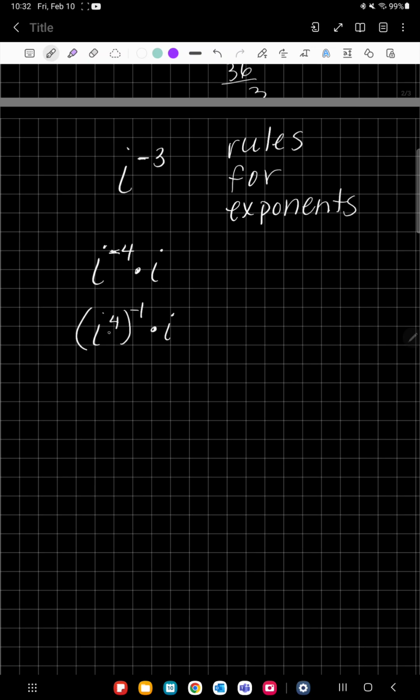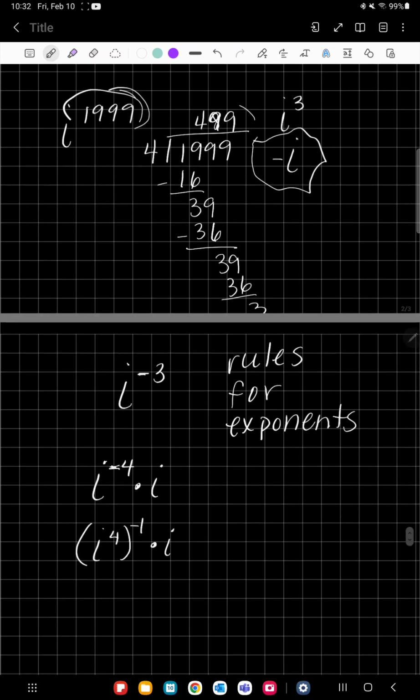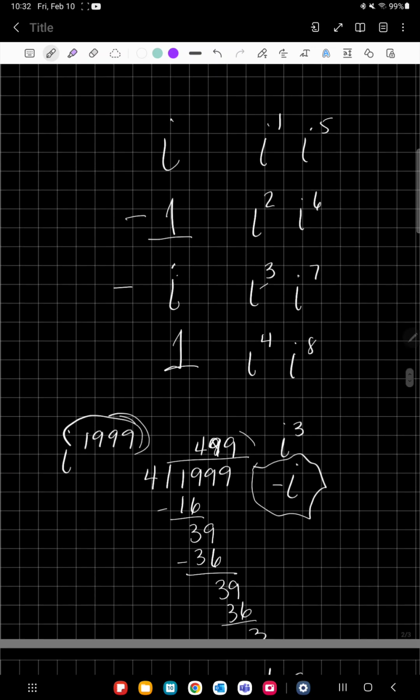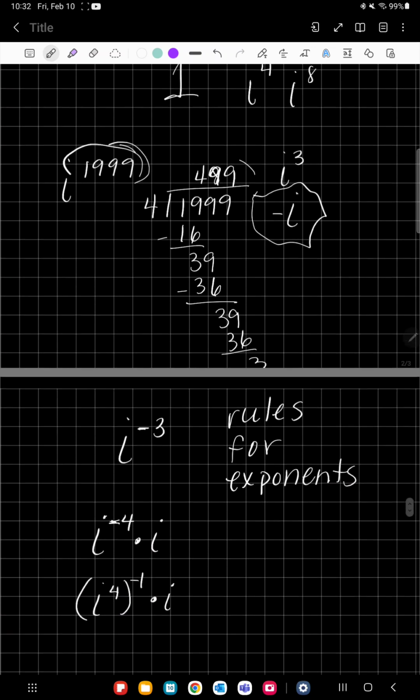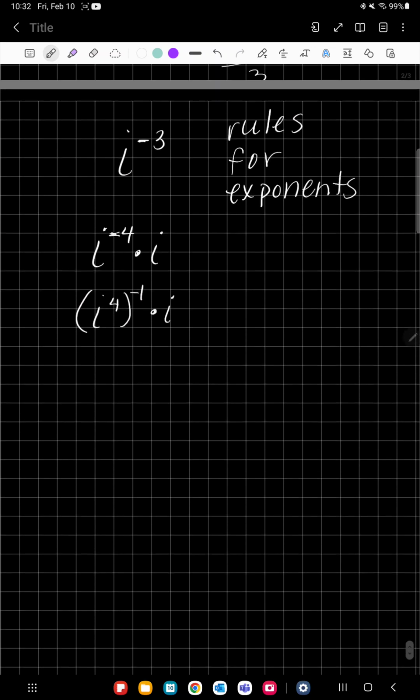And so now that means i to the fourth, what did we say it was? What's i to the fourth? 1, right? So that means we have 1 to the negative 1 power times i. Can you see that? Let me rewrite that. 1 to the negative 1 power times i.